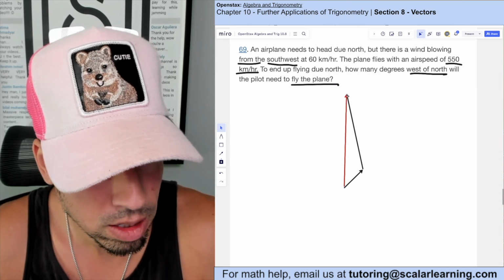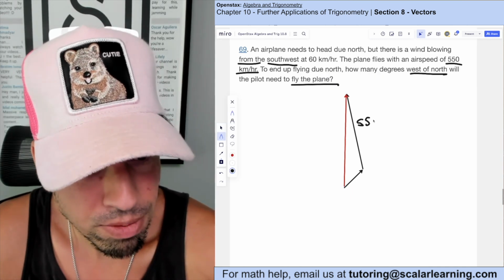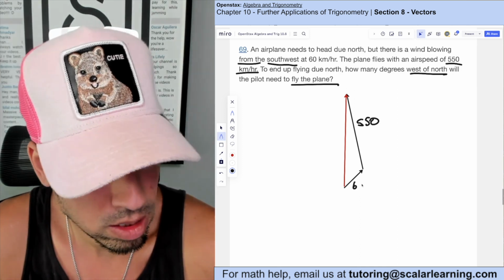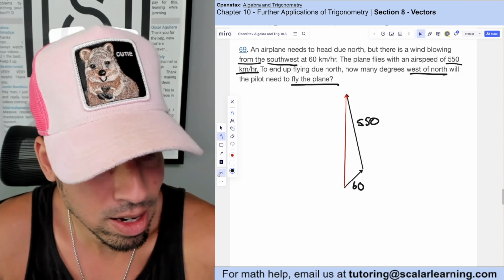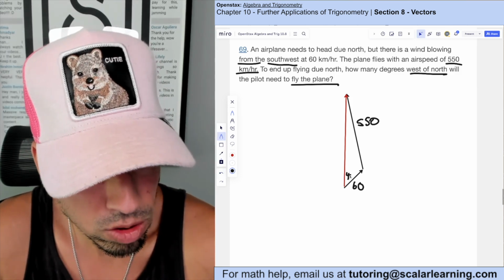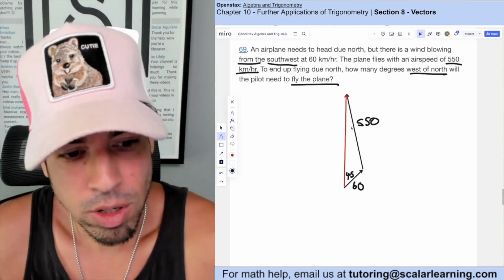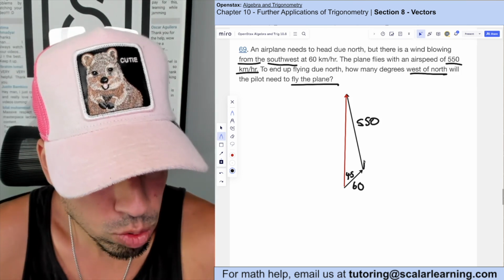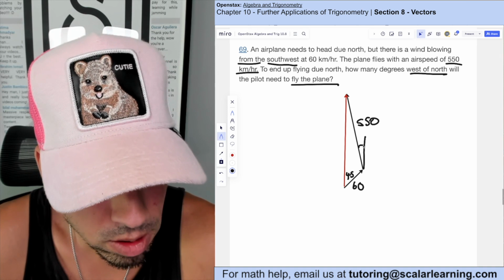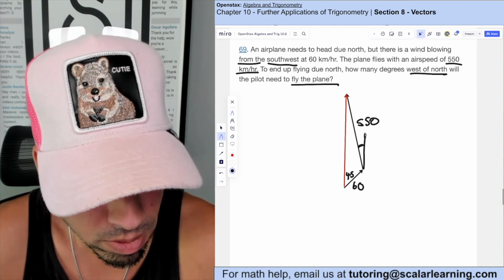So exactly straight. Again, we've got 550 here, and then we've got 60 here. And the cool thing is I do know this angle, because this is coming, like I said, exactly northeast. So this angle in here is 45 degrees. That's helpful. Then to figure this out, we need to figure out how many degrees west of north. So this would be going straight north, so we need west of north. This little angle is what we eventually need to solve for.